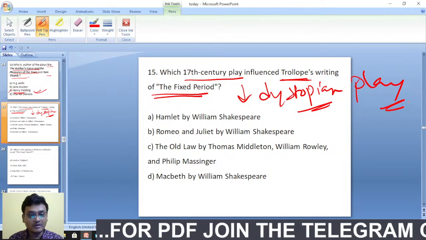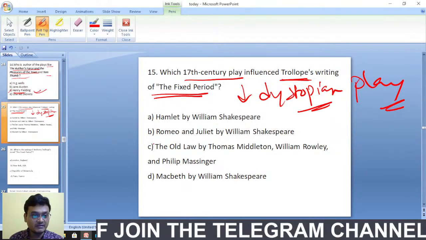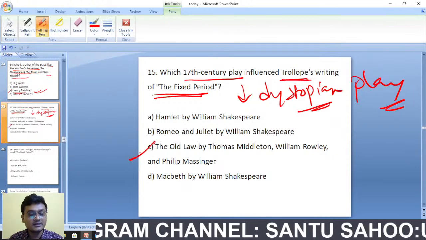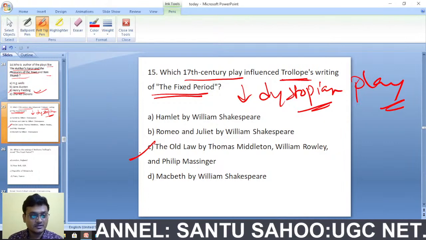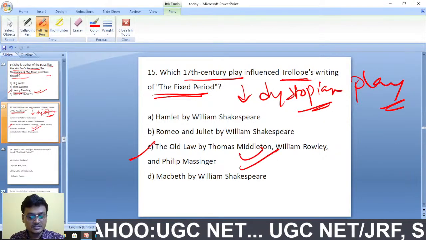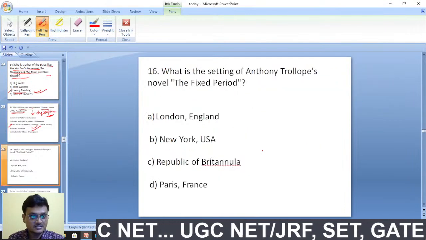Exactly. The Old Law by Thomas Middleton, William Rowley, and Philip Massinger. Yeah, here C is the right answer.